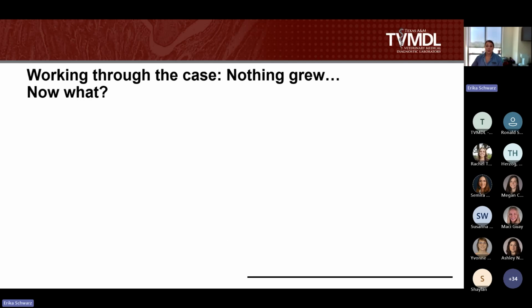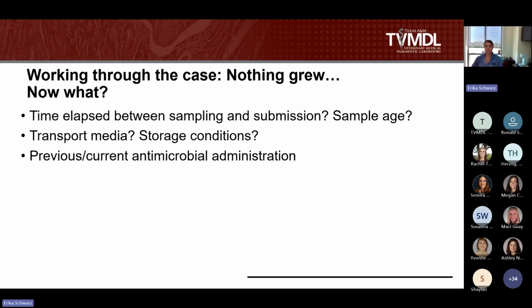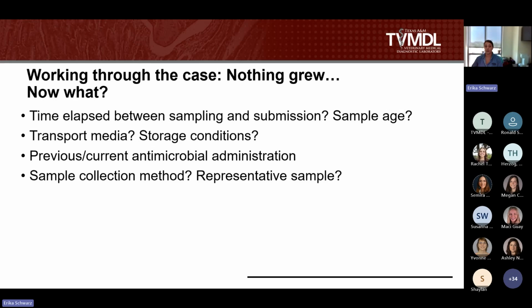Now, what if nothing grew? What now? Well, the time elapsed between sampling and submission might be important. Was the sample old? Could that have given you a false negative result? Did we have transport media on board? Did it support the growth of the organism in transport to the lab? Were there storage conditions we could have done better with? Was there any previous or current antimicrobial administration that might have inhibited the growth on a plate?